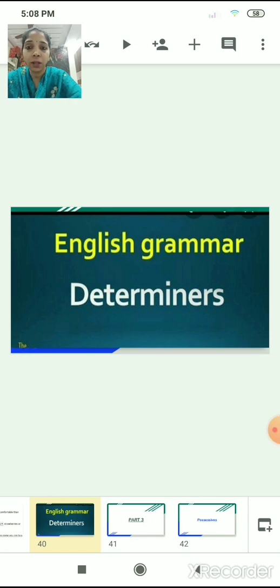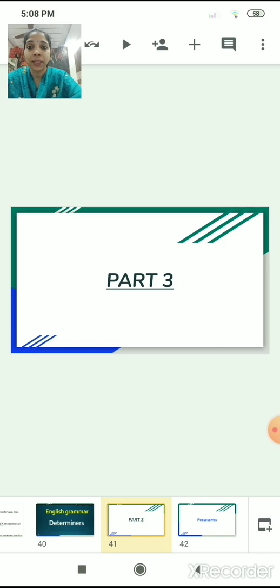Today we are going to continue with determiners part 3. So let us quickly revise. Determiners, as we learned in the earlier class, refer to a grammatical form which is used to indicate further information about a noun. It modifies a noun. They are commonly placed before a noun or a noun phrase in order to indicate whether the speaker is referring to a specific thing or to something of a particular kind.